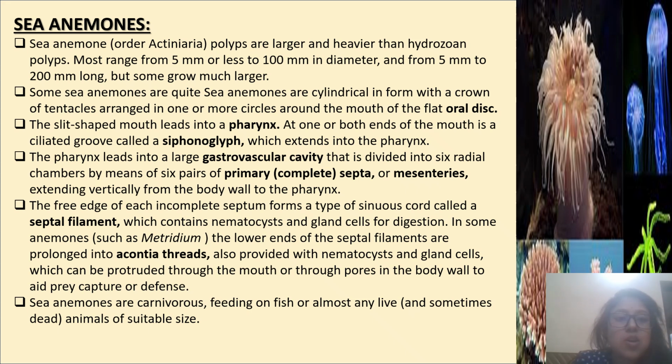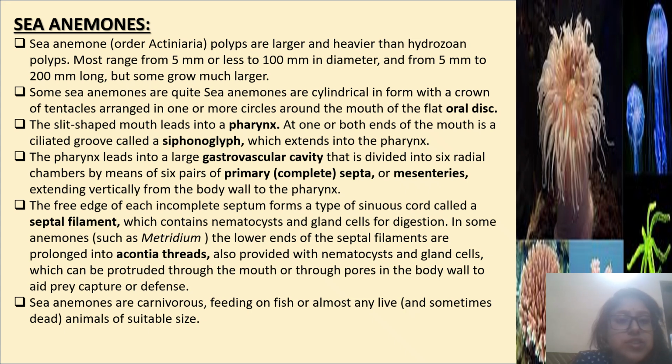Sea anemones, order Actinaria, have polyps that are larger and heavier than hydrozoan polyps. Most range from 5 millimeter or less to 100 millimeter in diameter and from 5 millimeter to 200 millimeter long, but some grow much larger. Sea anemones are cylindrical in form with a crown of tentacles arranged in one or more circles around the mouth on the flat oral disc.